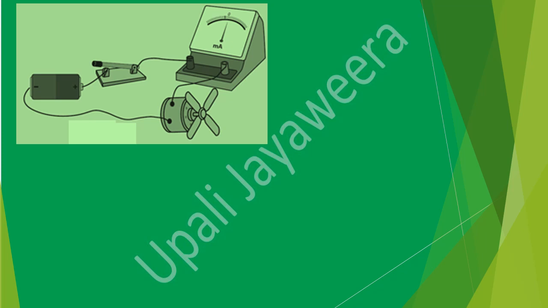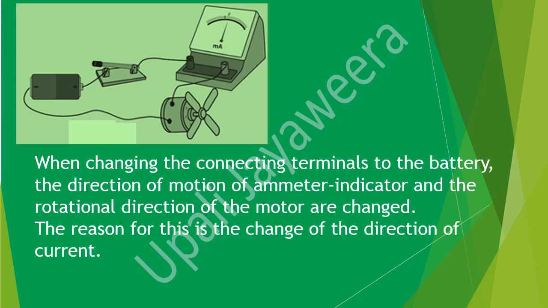Then turn off the switch and change the terminals of the battery. Then again turn on the switch and observe. You will see the fan is rotated in the opposite direction. The pointer of the milliammeter is moved in the opposite direction. When changing the connecting terminals of the battery, the direction of motion of the ammeter indicator and the rotational direction of the motor are changed. The reason for this is the change of the direction of current.